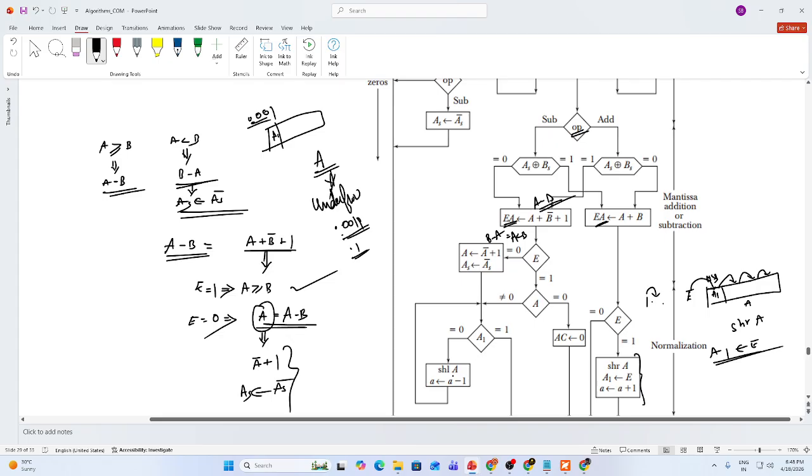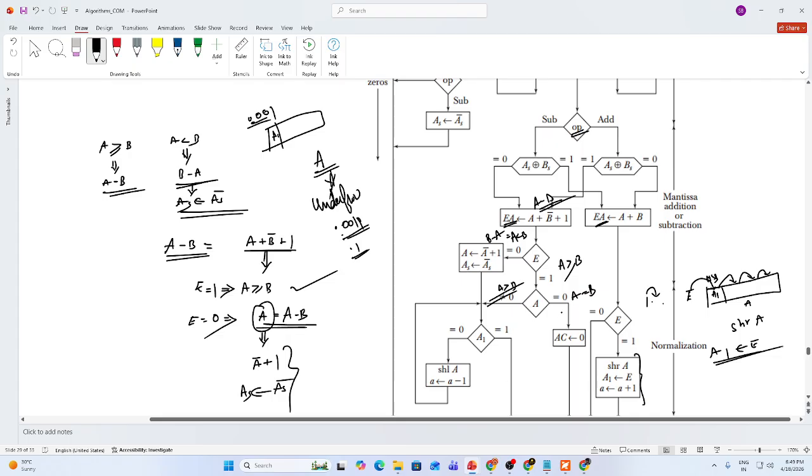Now handle the underflow here. The other case is that if E equals 1, A is greater than or equal to B. If A is 0, the meaning is A equals B. If A is not equal to 0, it is A greater than B. Again in A greater than B, there is a possibility that A1 is not equal to 1. So, if A1 equals 0, handle the underflow and end the algorithm.